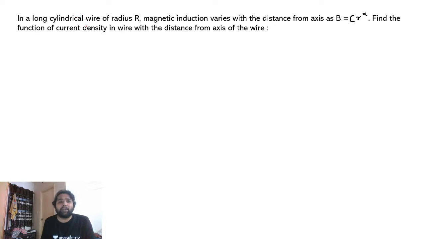In a long magnetic cylinder of radius R, the magnetic induction varies with the distance as B equals C r power alpha. Find the current density of the wire as a function of distance. So this time the field is given. We are being asked to find out the current density. So inside, at every point, we will use the same funda.